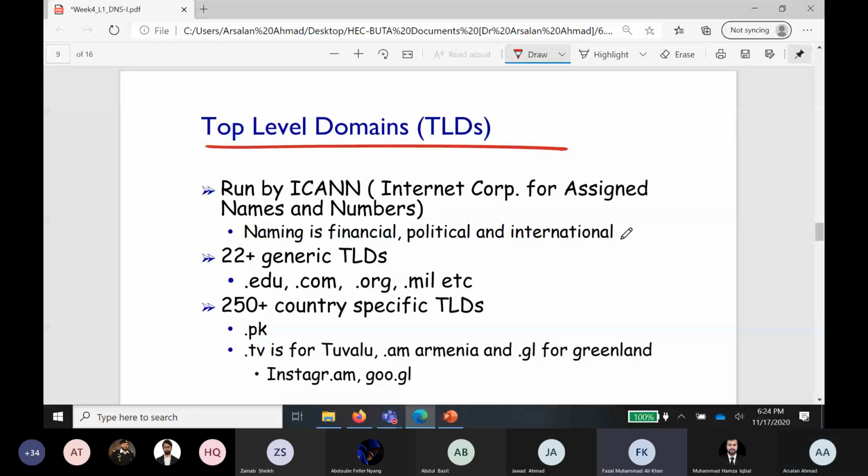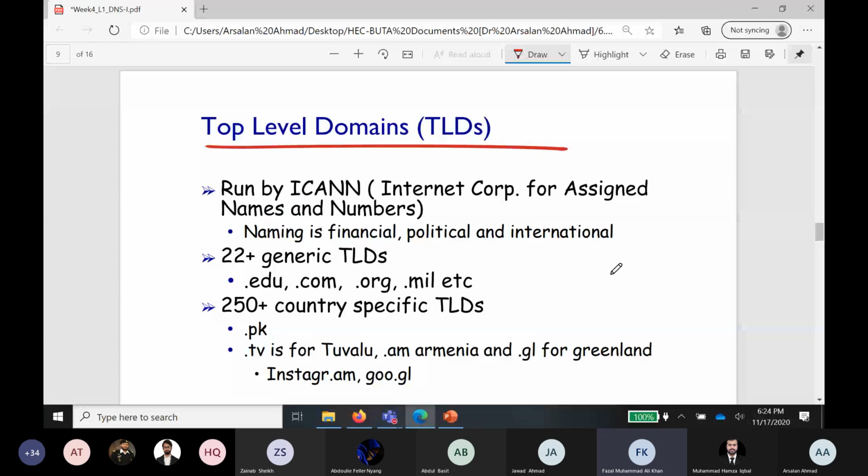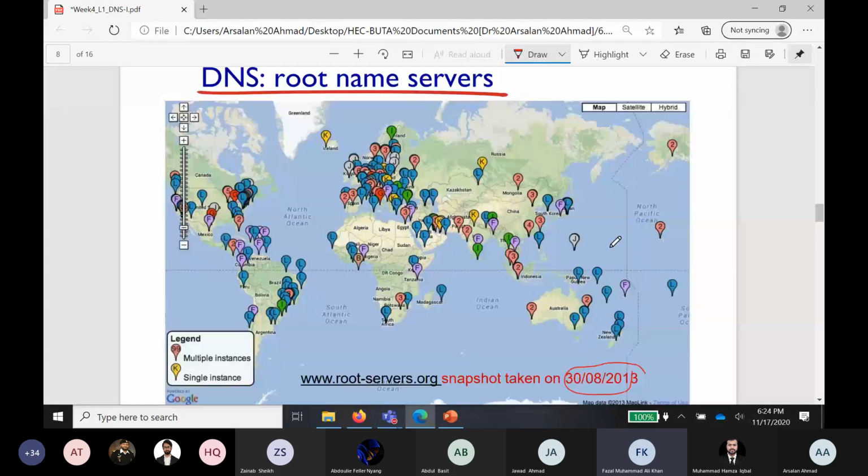Yes, sir, I have a question. Please. Sir, these servers, as you said, are placed at different places around the globe. So is their purpose to mitigate the load on the basic server, like the root server, or are there any other purposes? These are all root name servers. They have the same level of information, the same replicated database, and their only mandate is to direct the queries towards the specific top level domain name server. That's it.